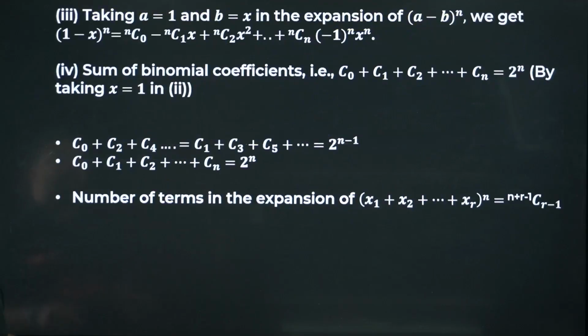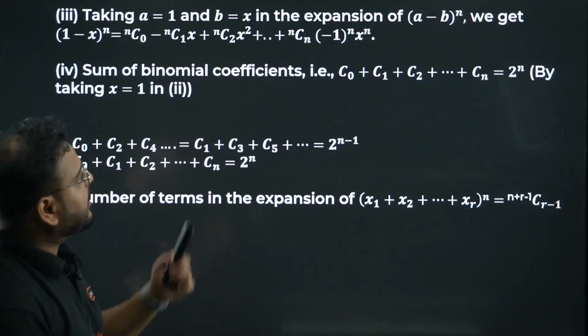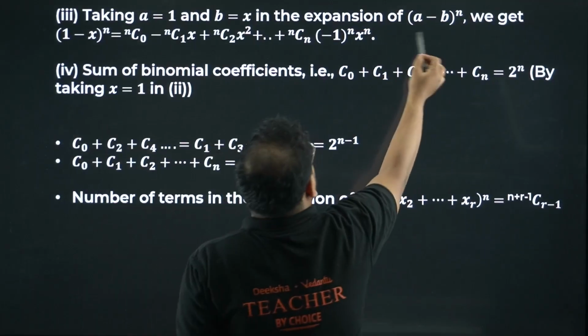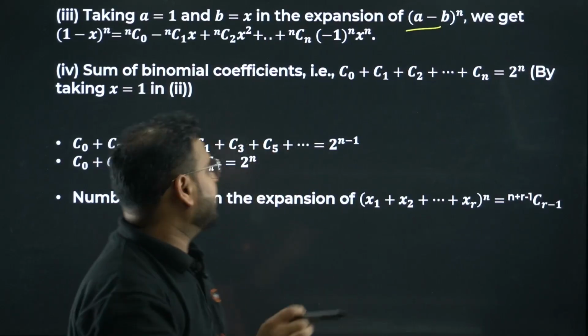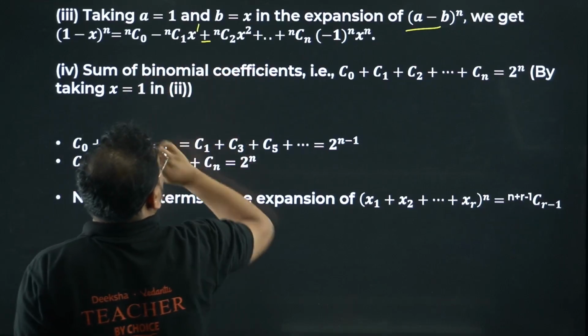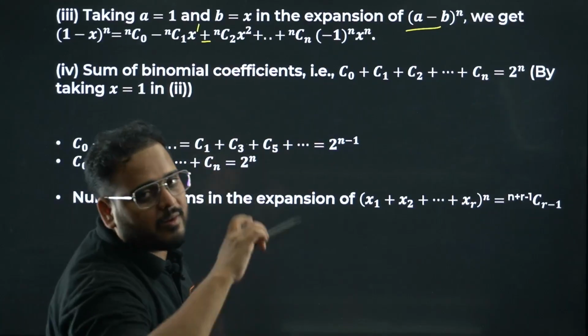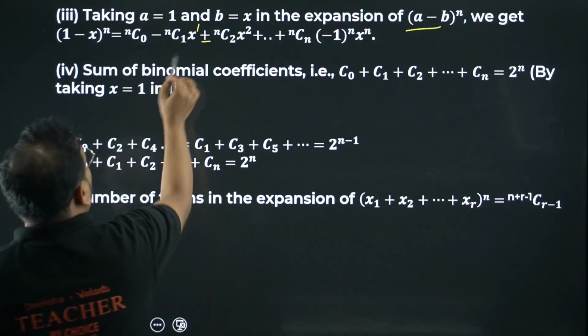Taking a equals 1, b equals x in the expansion of (a minus b), if you take this expansion, you will have alternate signs. Wherever x has an odd power, the term will become negative. Please check. x power 1 means negative. Again, x power 2 will be positive. And likewise, x power 3 will become negative one more time.